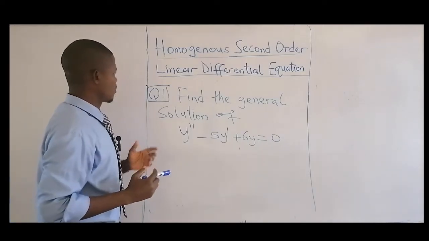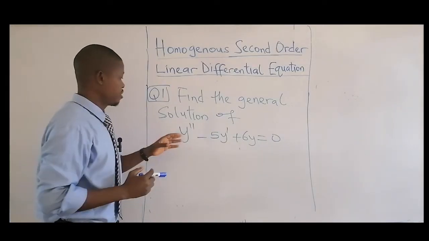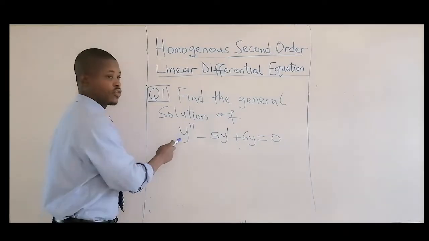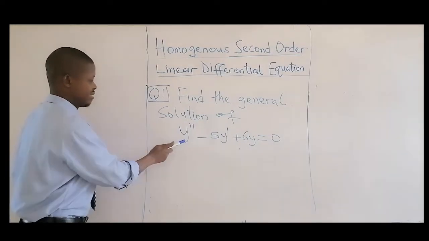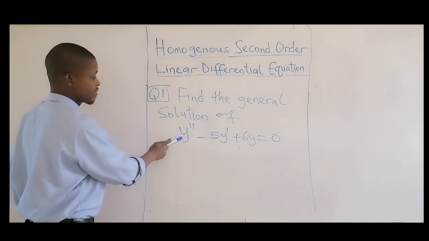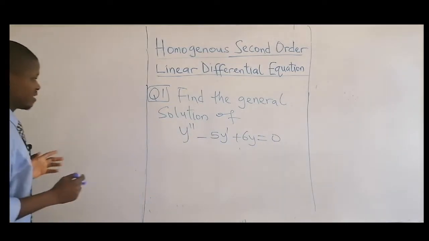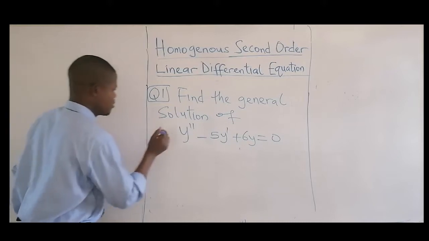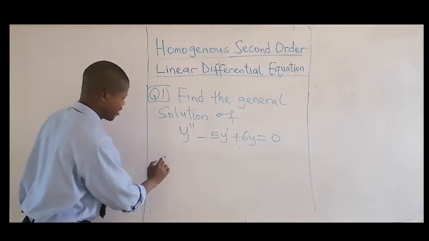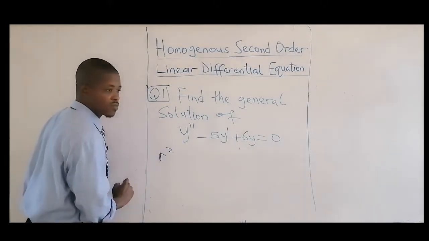We're looking at question one. Find the general solution of this second order differential equation. You can see your second differential, first differential, and the constant. So without wasting time, when you see the second differential, it will indicate r squared.